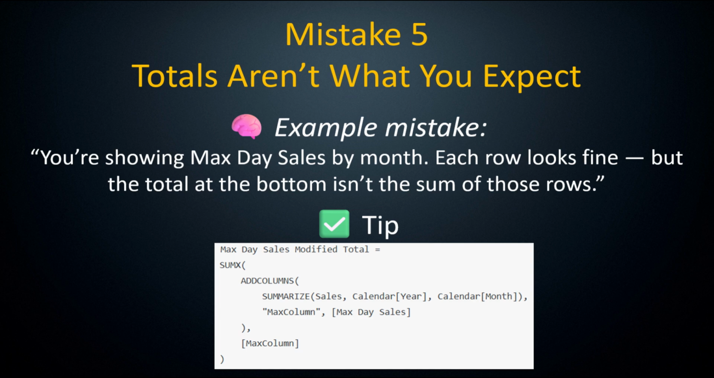Mistake 5. Totals aren't always the sum of visible rows. Each total row in Power BI has its own filter context which might be broader than what you see. Example: you're showing max day sales by month. Each row looks fine, but the total at the bottom isn't the sum of those rows. Solution: create a virtual version of the visual using summarize, add columns, and sumx to aggregate what you see. This gives you a total that actually matches what you see in your visual.